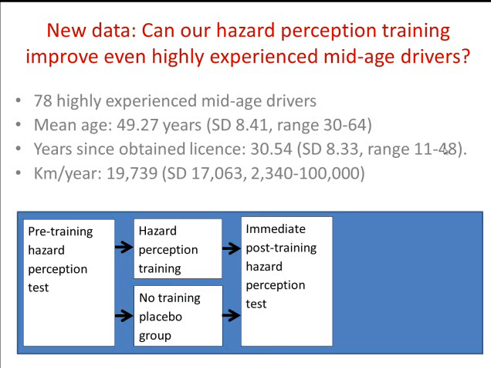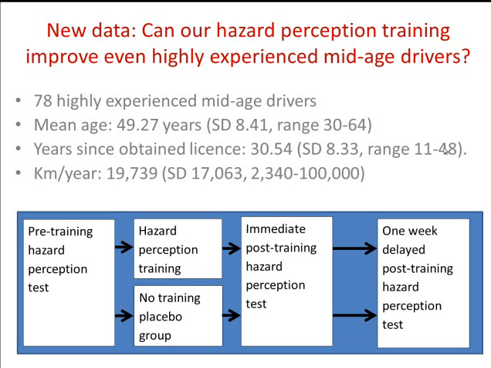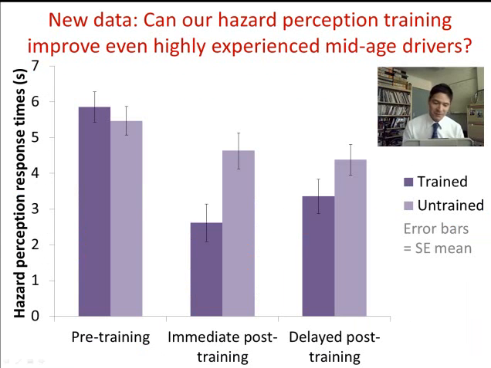Following that, they all completed a post-training hazard perception test, and then at least 1 week later we got them back again and tested their hazard perception a third time. And this is what we found. The drivers who were trained were significantly faster than the placebo group directly after training, and after the delay.